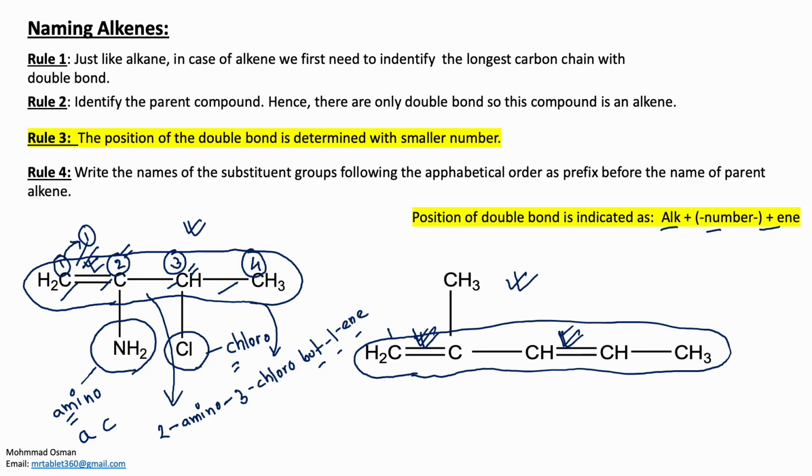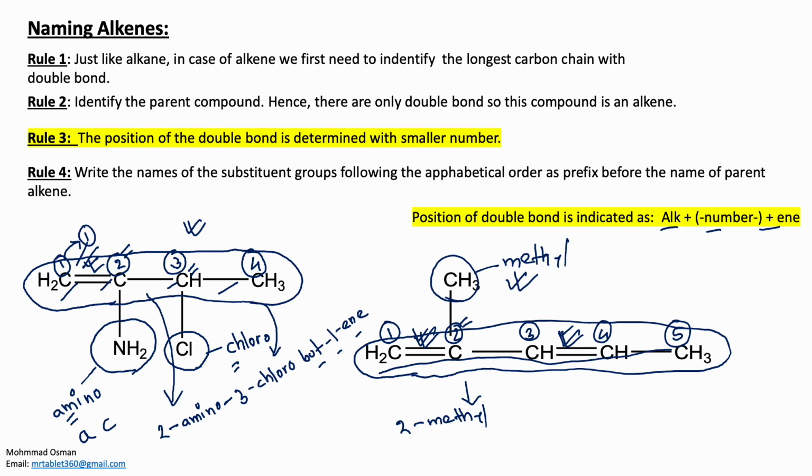Now we will determine the position of the double bonds. We will number this carbon as 1, this carbon as 2, this carbon as 3, this carbon as 4, and this carbon as 5. Now in this compound we have only one substituent, which is a methyl group, and it is at position 2. So let's name this compound. It's going to be 2-methyl. The longest chain contains 5 carbons, so it's going to be 2-methylpent.